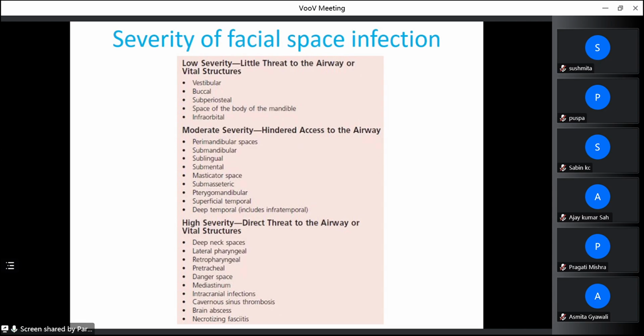In high severity, there is a direct threat to the airway or vital structures, as in deep neck space infections: lateral pharyngeal, retropharyngeal, pretracheal space, or danger space, and in cases of mediastinitis, intracranial infection, cavernous sinus thrombosis, brain abscess, or necrotizing fasciitis. These all have a very high complication rate, and the chances of collapse are also very high.